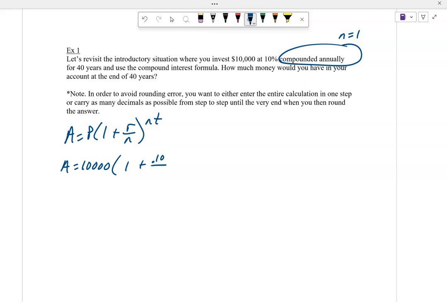Annually is the key term there. So N is 1. Wherever there's an N, I put 1. And then for T, how many years did we do this for? We did this for 40 years.